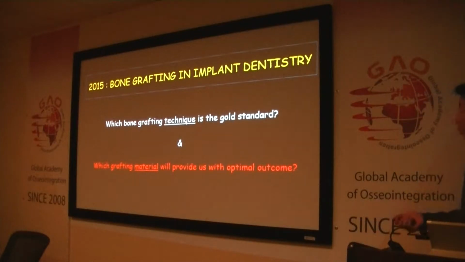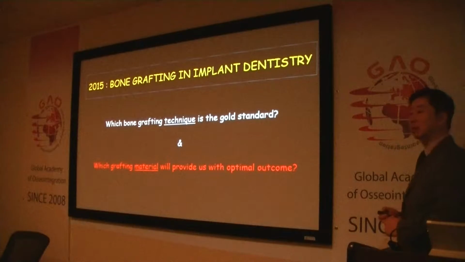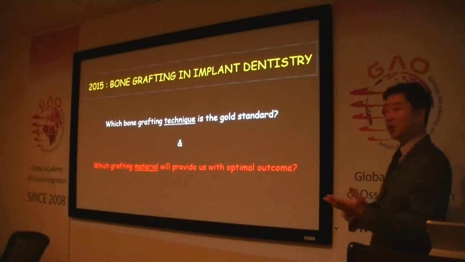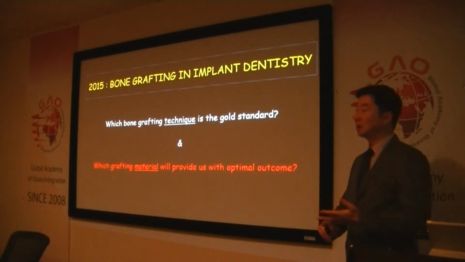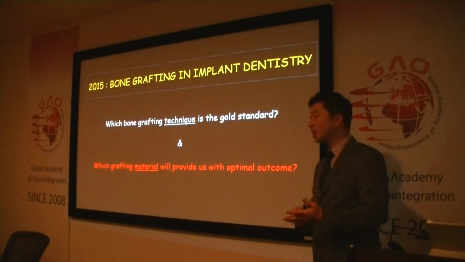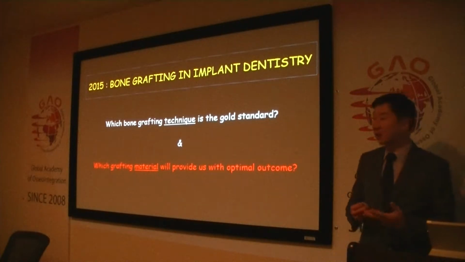Right. And the other question is, what about the graft material that we're putting in there? There's so many choices, right? There's allograft, there's alloplast. What else is out there? Xenograft, right? Animal bone and human bone.